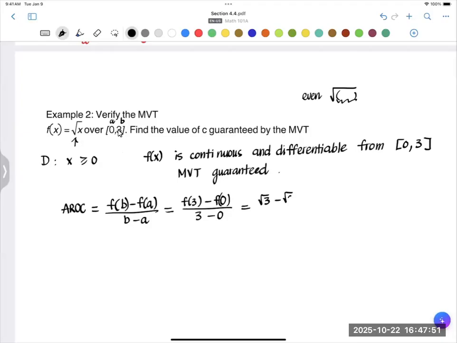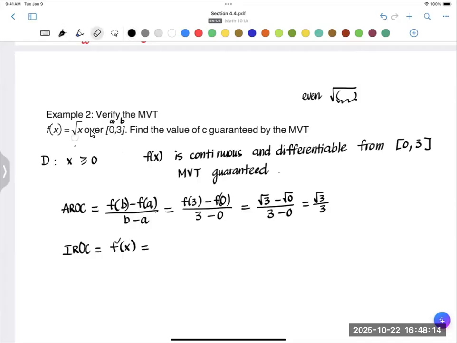minus square root of 0 over 3 minus 0. So it means square root of 3 over 3. Okay, so that is my average rate of change. Now we're gonna find the instantaneous rate of change, which is our derivative. So IROC is the derivative. IROC is f prime of x, which is f prime.